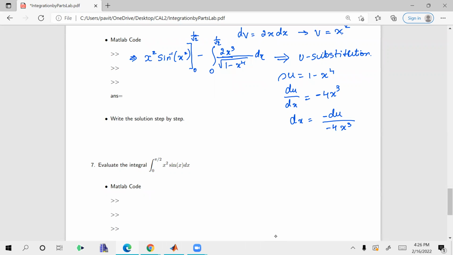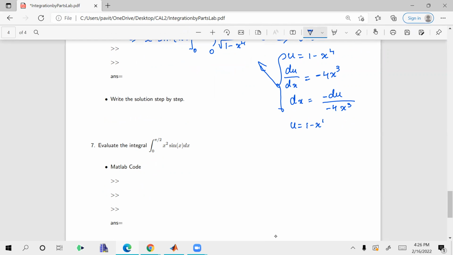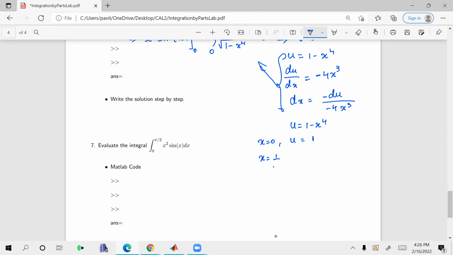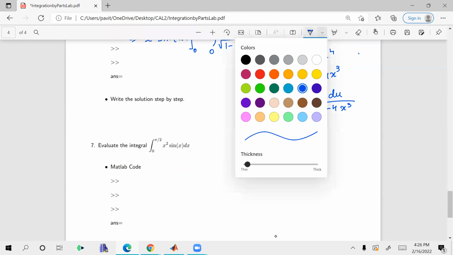So you are going to apply the same thing here. Now remember, the limits will change. When u equals 1 minus x to the power of 4, for x equal to 0, u is equal to 1. When x equals 1 by square root of 2, that's the limit given in the problem, u will be equal to 3 by 4. This is a separate method.